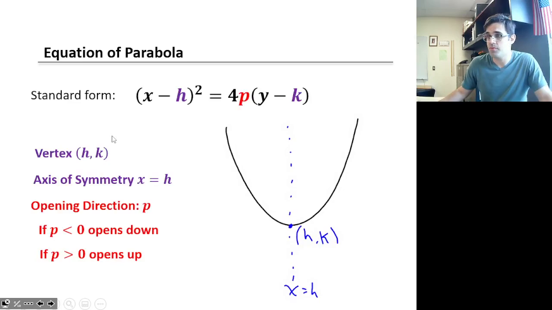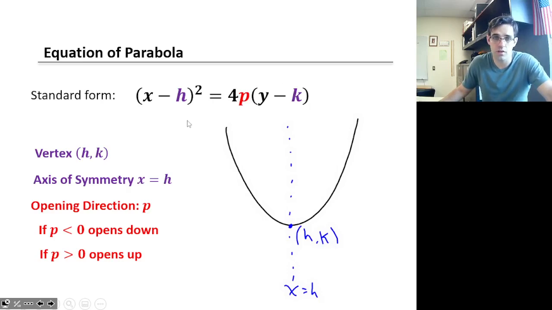So if b is 0, we have an equation with an x squared, and so it can be written in this format, where we have x minus h squared, and we have this 4p times y minus k. And notice y minus k is not squared. And we have this constant 4 and this multiplier of p.